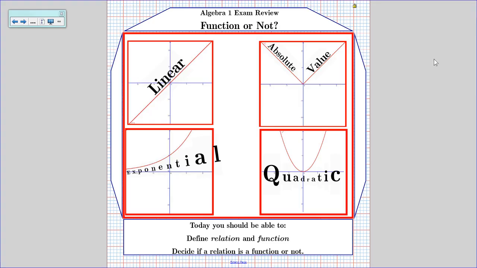Hi everybody, here's an Algebra 1 review video on the concept of a function or not. Today, after watching this video, you should be able to define the mathematical terms relation and function and decide if a given relation is a function or not.